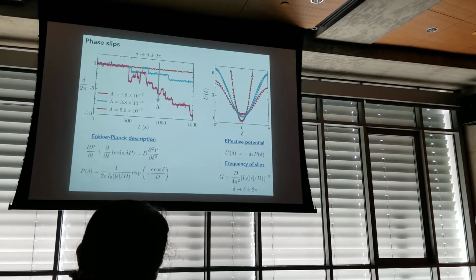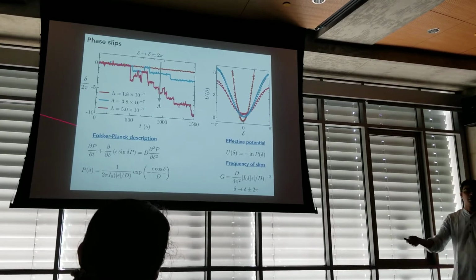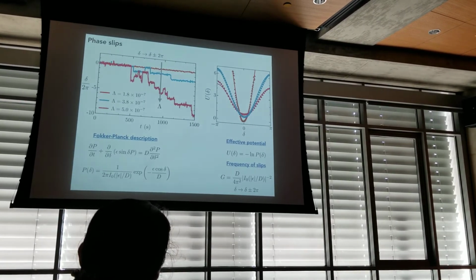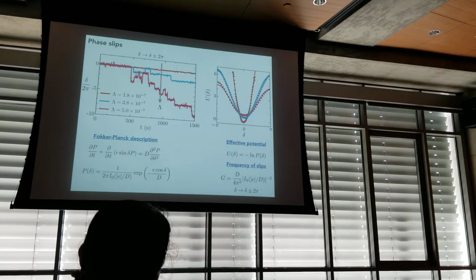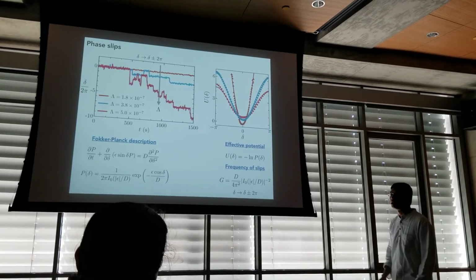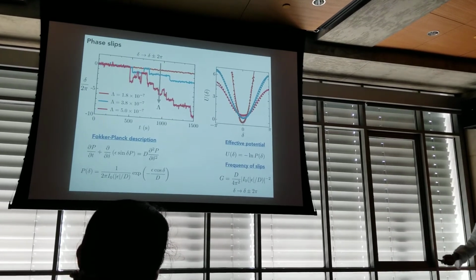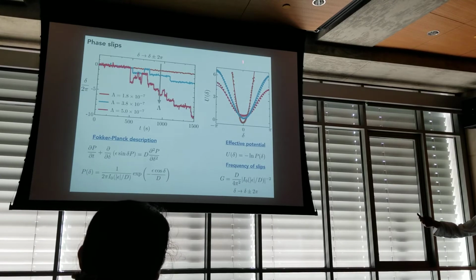The symbols are from, not experiments, right? Symbols are from simulations, and these lines are from my theory. That's the analytical expression. So we get a very good fit. But what's actually nice about this interpretation is that it gives you a minimal description of what a phase slip actually is. So think of this potential as harmonic traps, and you have a Brownian particle sitting in one of these harmonic traps.